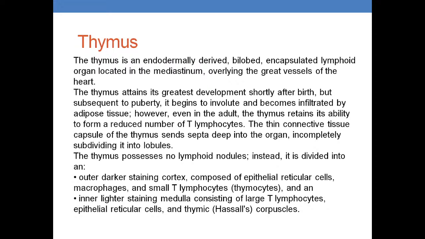Instead, it is divided into an outer darker staining cortex composed of epithelial reticular cells, macrophages, and small T lymphocytes named thymocytes, and an inner lighter staining medulla consisting of large T lymphocytes, epithelial reticular cells, and thymic Hassall's corpuscles.